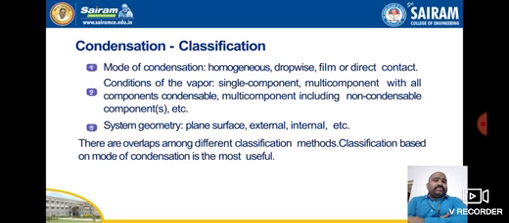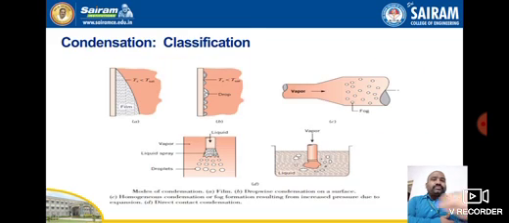And system geometry is plane surface, external or internal surface, etc. These are all overlaps among the different classification methods, and classification based on the mode of condensation is the most useful. In further discussion, we can see how the classifications are made. The first one, the mode of condensation.